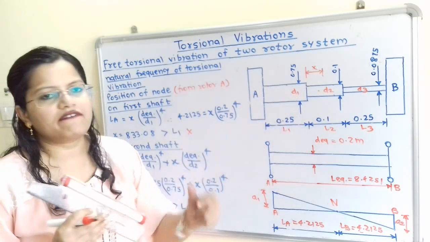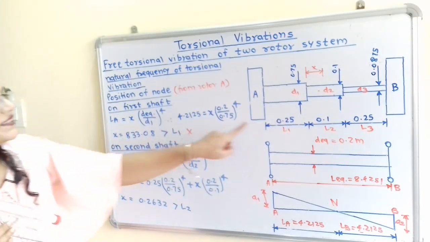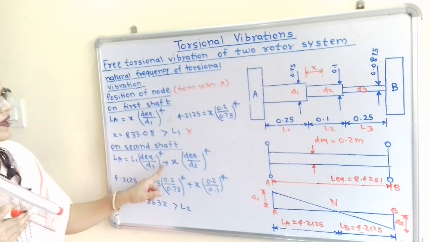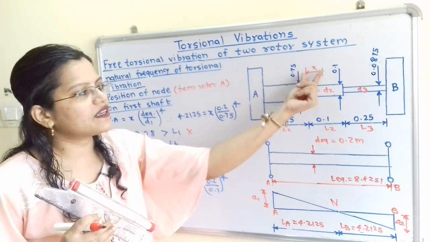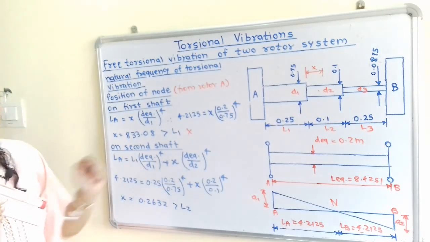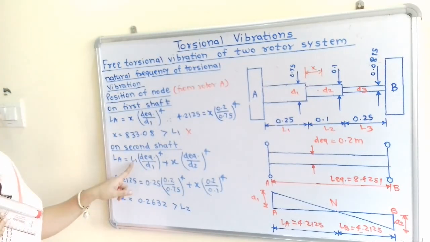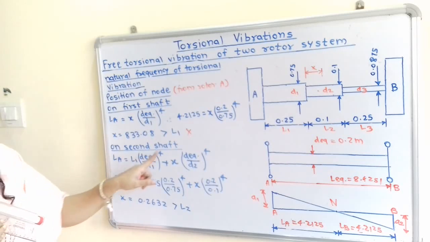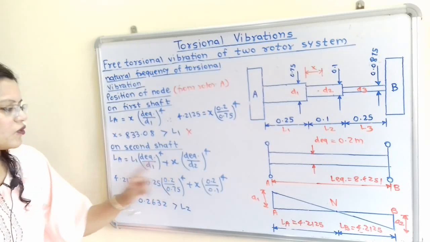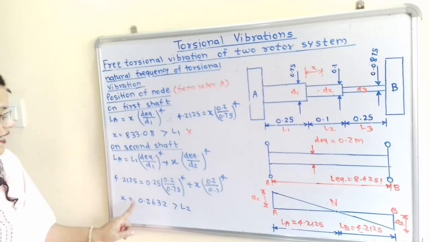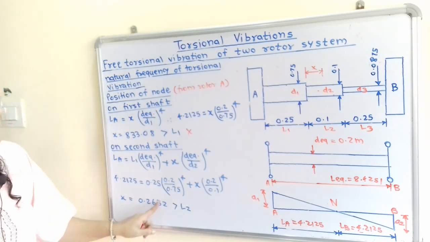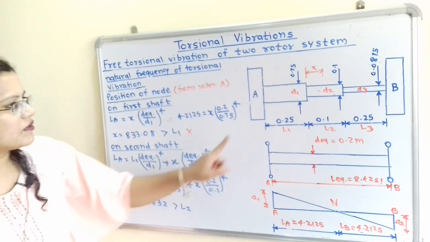So for the first shaft, how we can write here, that is L1 into D equivalent by D1 raised to 4 plus, now here is the node point, so we will consider only x, that is x into D equivalent by D2 raised to 4. Now when we solve this, because we know what is this length L1, D equivalent D1, and then here is also D equivalent and D2, so only unknown term is x. So when we calculate x, we will get 0.2632.